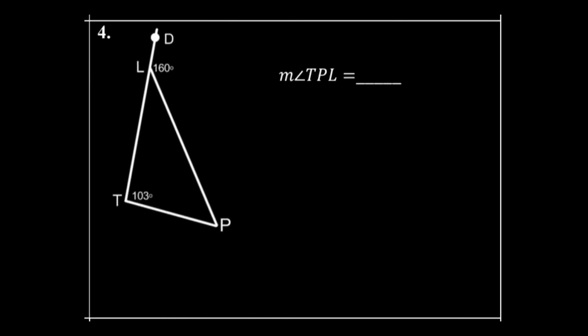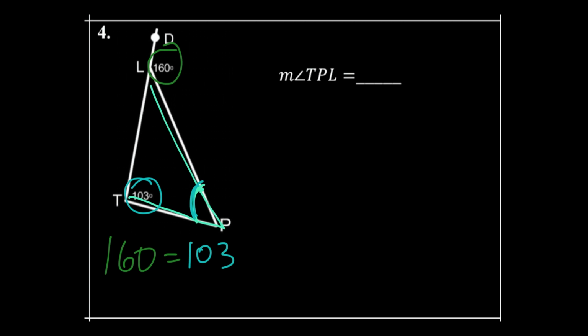We'll see one more example of that. So this time they want to know the measure of angle TPL. So this angle down here. I know that the exterior angle, 160 degrees, is equal to the two interior angles that do not touch it. So 103 plus angle P, or TPL.